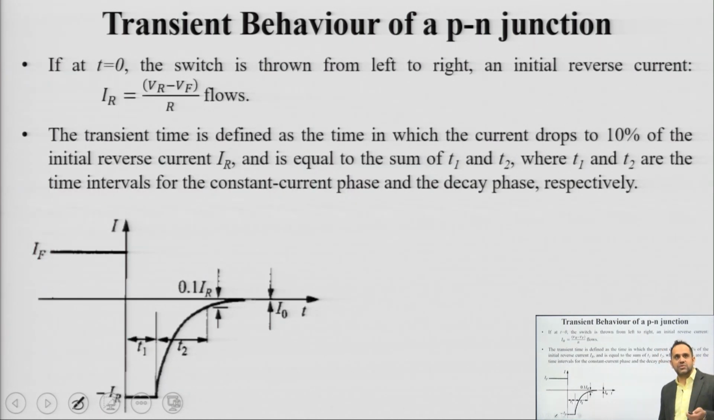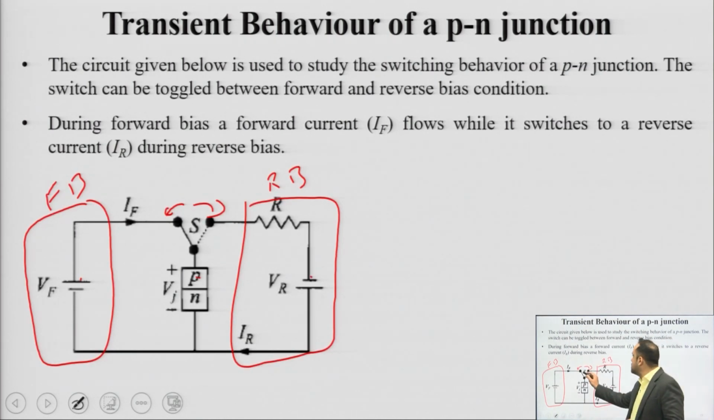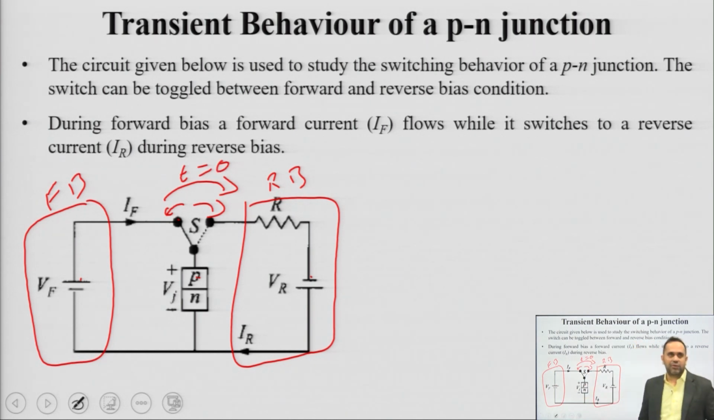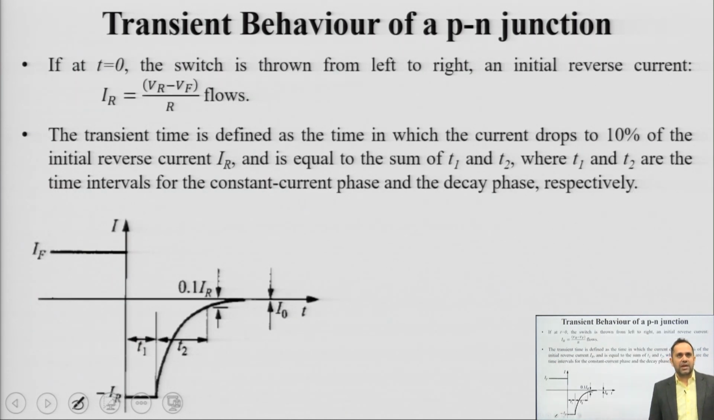If at t equal to 0, we throw the switch from here to here, from forward to reverse, an initial reverse current flows, given by IR equal to (VR minus VF) by R. The transient time is defined as the time in which the current drops to 10% of the initial reverse current IR, and is equal to the sum of two time components, T1 and T2.